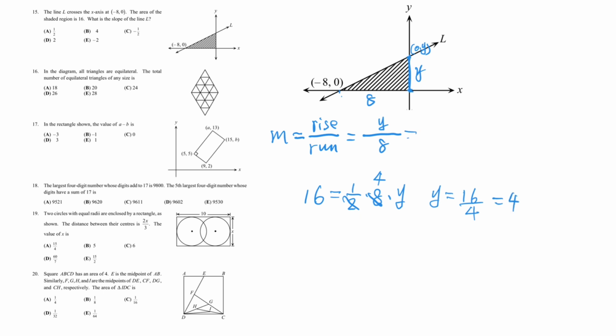So the slope is rise over run. Rise is 4. Run is 8. That's 1 over 2. So the answer is A.